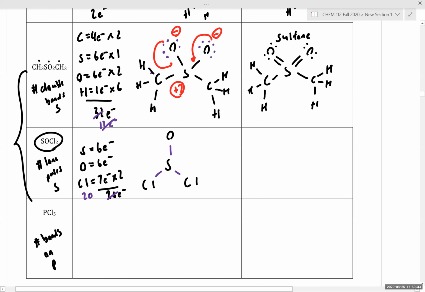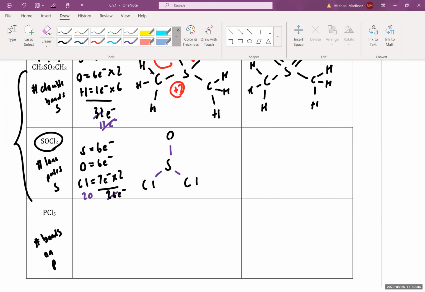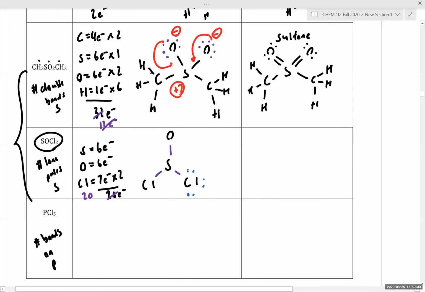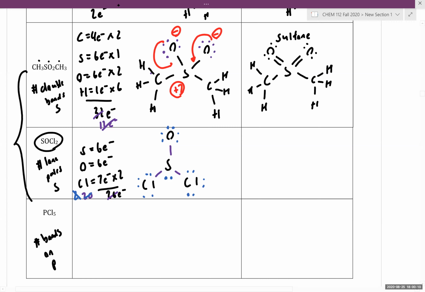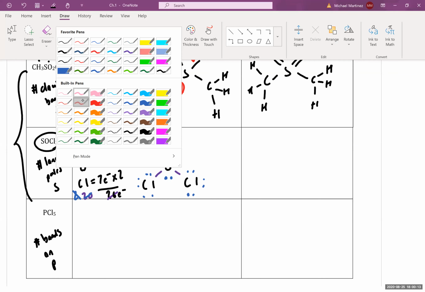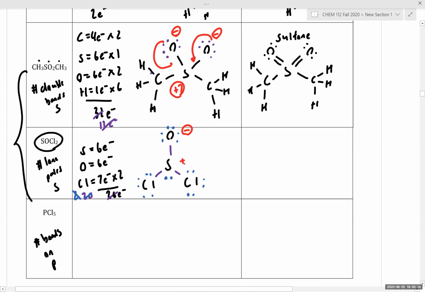From our 20 electrons, we're going to distribute 6 electrons each to our chlorines, oxygen, and our other chlorine. We now have 2 electrons remaining, and our last 2 electrons go on our central sulfur. Although this structure does fulfill the octet rule, as we notice, oxygen has a negative formal charge and sulfur has a positive formal charge. So to alleviate our formal charges, we're going to move a lone pair down to form a double bond.